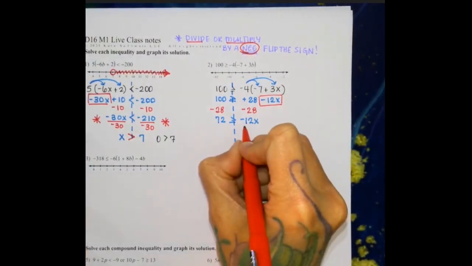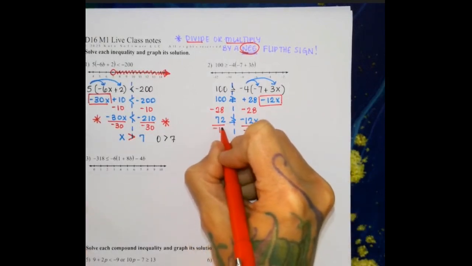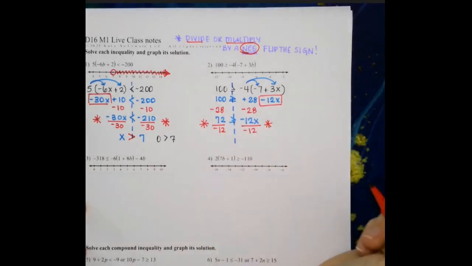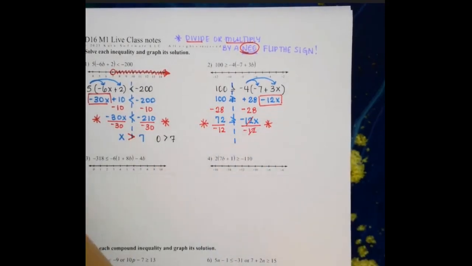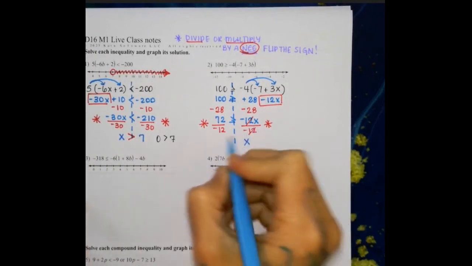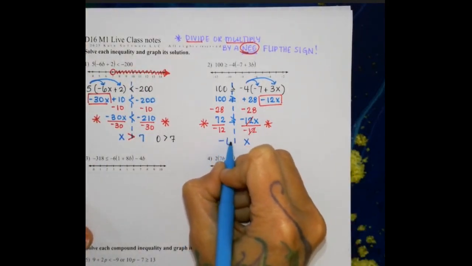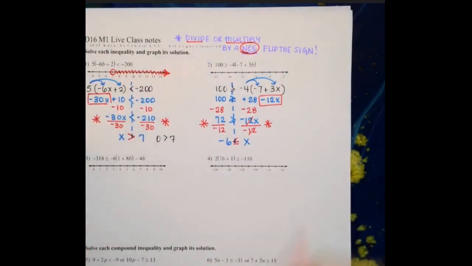All right, this is negative 12x. I'm going to divide by negative 12 on both sides. Ding, ding, ding. That means we have to flip our sign, right? So now I'm going to have x. 72 divided by a negative 12 is going to give me a negative 6, which you guys nailed. And we're going to flip our sign. Now, x is greater than or equal to negative 6.